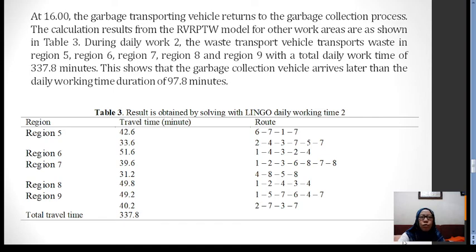During daily work time 2, the waste transport vehicle transports waste in Region 5, Region 6, Region 7, Region 8, and Region 9, with a total daily work time of 337.8 minutes. This shows that the garbage collection vehicle arrived later than the daily working time duration, by 97.8 minutes.